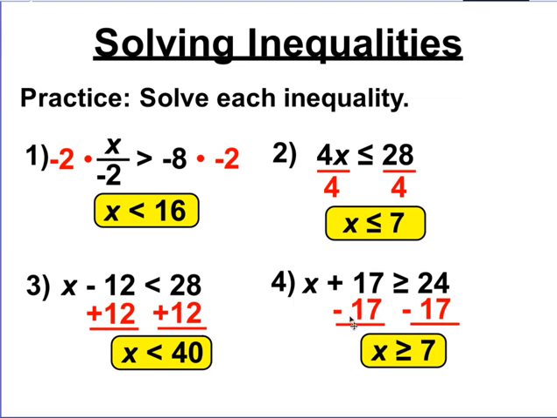The last one, same thing as number 3. If you add or subtract, the sign never flips. So here we have to subtract 17 from both sides to find our solution set. And on the left-hand side, the 17s cancel out or undo, so we're left with an x. On the right-hand side, 24 minus 17 is 7, and the greater than or equal to sign stays the same.